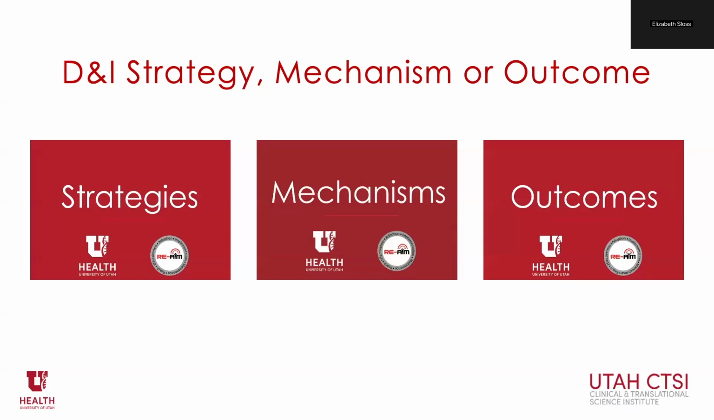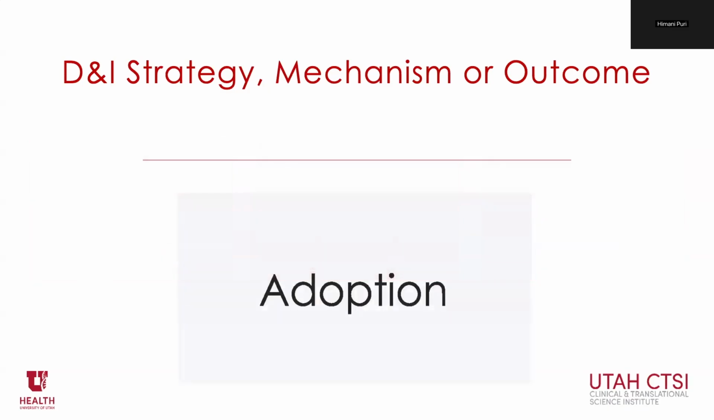when we get to each of the questions here. So I'm going to give you a word, maybe if I can get it to advance. There we go. Okay, so I've given you a description of a strategy, a mechanism, an outcome. What is adoption? Who wants to define it for me first?